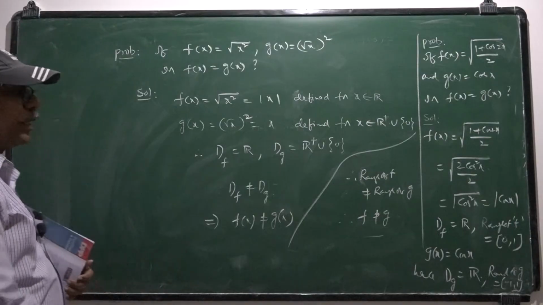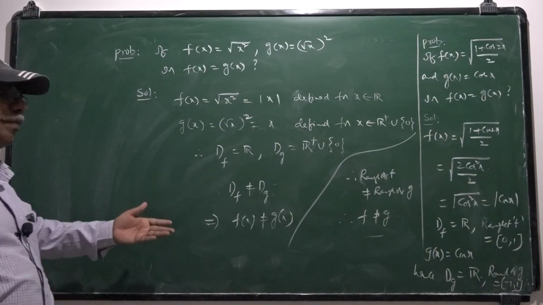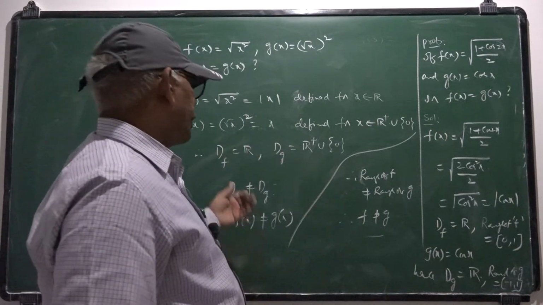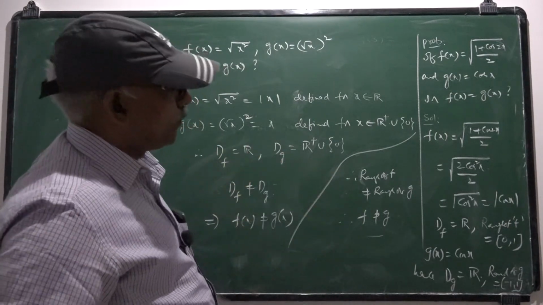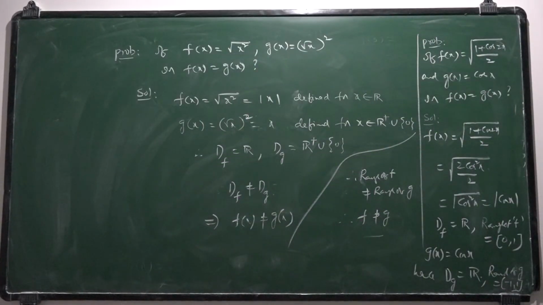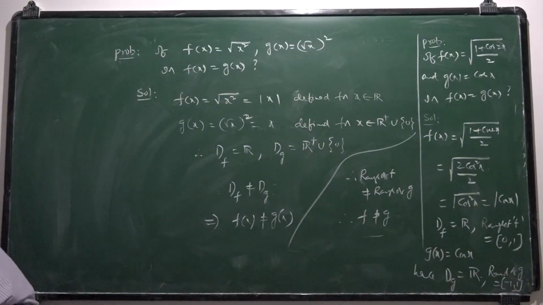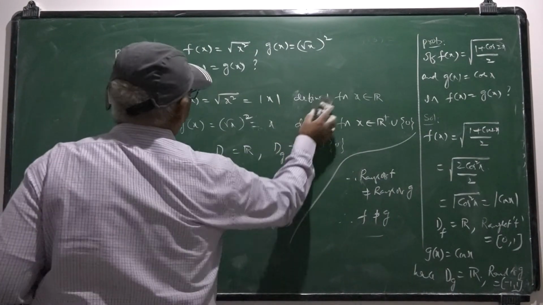Here the domain is the same but the range is different, whereas in the earlier one the domain is different. In such cases, the functions are not equal. Based on the equality of the function, the problems are like this.